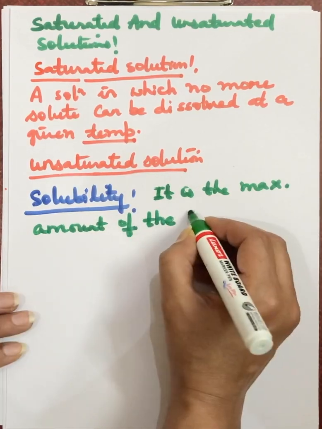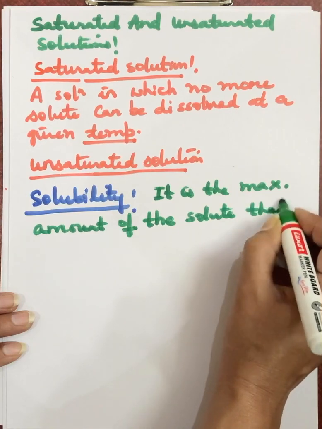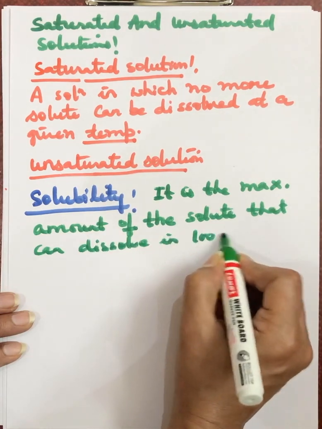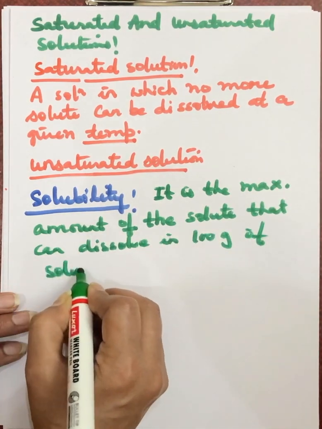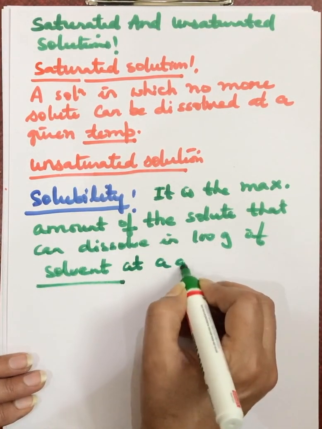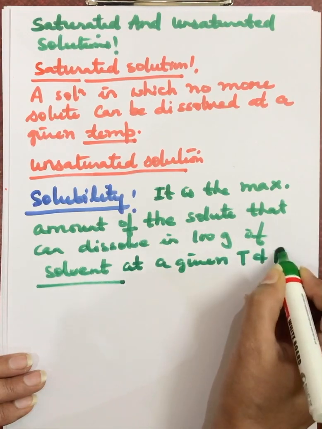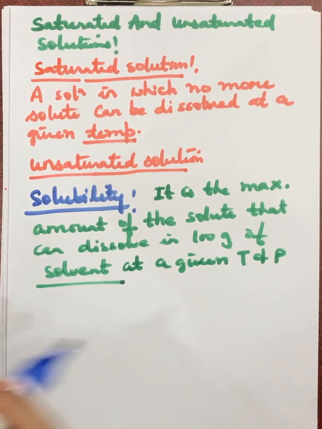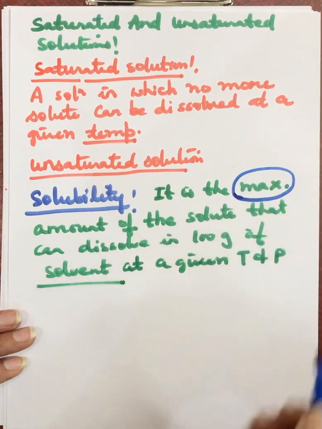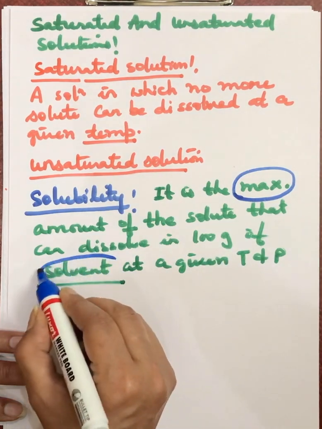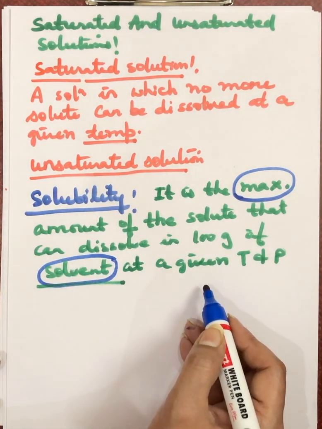It is the maximum amount of the solute that can dissolve in 100 gram of solvent, see what I'm writing, 100 gram of solvent here, and there we wrote solution, at a given temperature and pressure also, because if temperature and pressure will change, solubility will change. So now see the difference from concentration. Here one word is extra, maximum amount. There we wrote it is the amount of solute that can dissolve in 100 gram of solution, and here we're writing 100 gram of solvent at a given temperature and pressure.